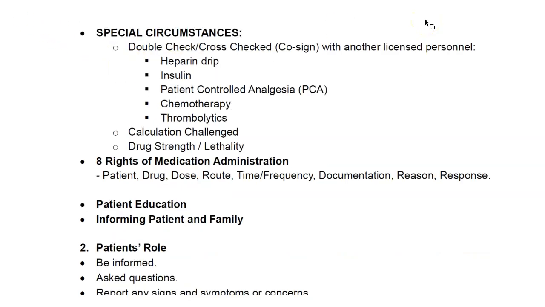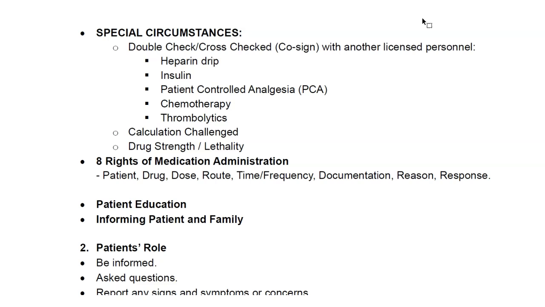Special circumstances. There are some medications, like I said earlier, that need to be double-checked, cross-checked, or co-signed by another licensed personnel. Typically in the hospital, it's a nurse-to-nurse thing. So you will usually ask another nurse to verify it with you, not just sign it, right? They need to physically look at it and make sure that you're giving the right drug, and everything is right in order to safely administer that medication. So here are some medications that will always need to be double-checked by another licensed personnel.